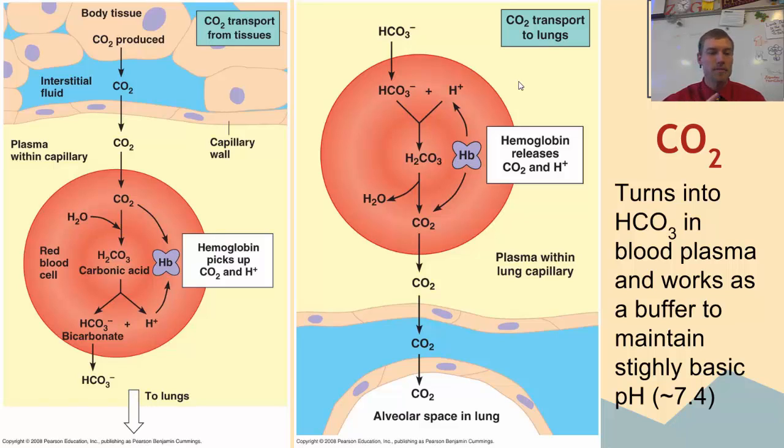It can certainly bind to the hemoglobin. However, that's not the primary way that it moves around. It actually turns into HCO3, bicarbonate, and that bicarbonate ion is very important because in the blood plasma, it works as a buffer, and it helps to maintain a slightly basic pH around 7.4. And if you were to get outside of that range, from about 6.8 to about 7.8, then you would actually die. So it's very important that we have this bicarbonate buffer in order to help make sure that we survive.